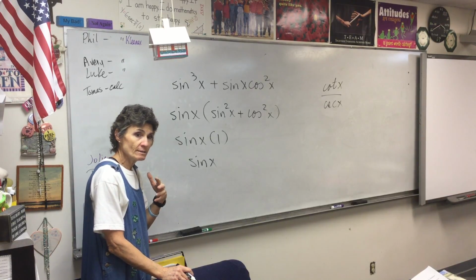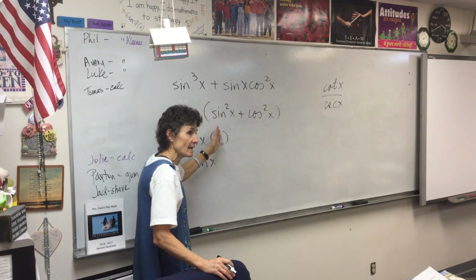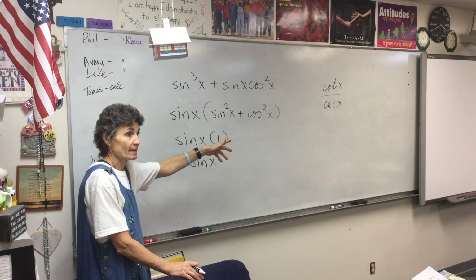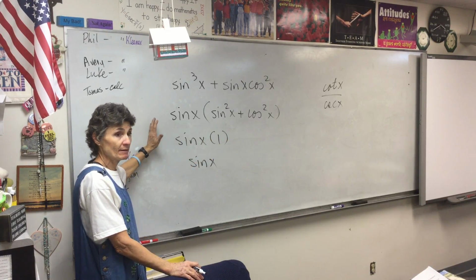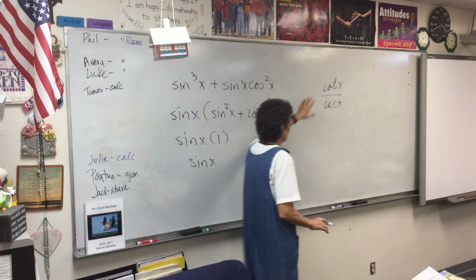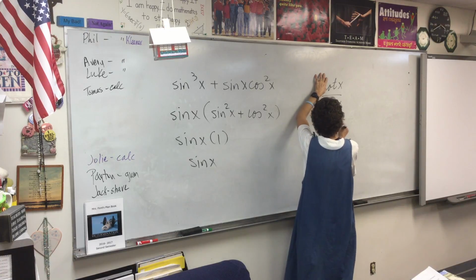Just like on the quiz, one of your questions is going to involve the Pythagorean identities, and the other one's going to be just a rewrite and simplify thing. Any questions about a step I did in this problem? Okay. What's cotangent? Cosine over sine.